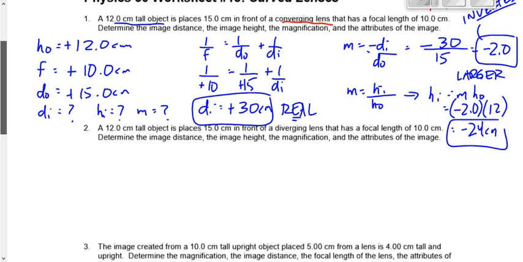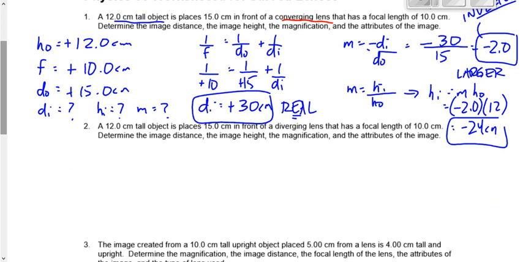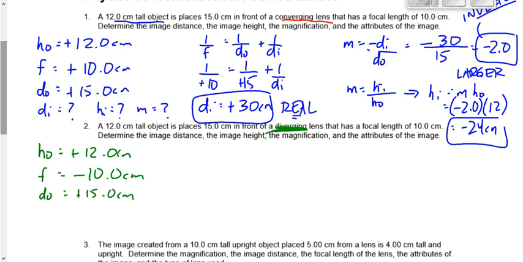Now, let's look at number 2. My givens are almost identical. HO is plus 12. We're going to say F. F is negative 10 because it's a diverging lens. DO is 15. We're looking for the same variables. So let's just do this the same way.